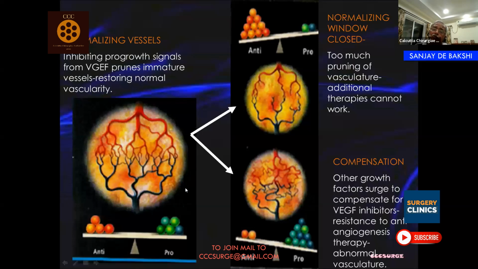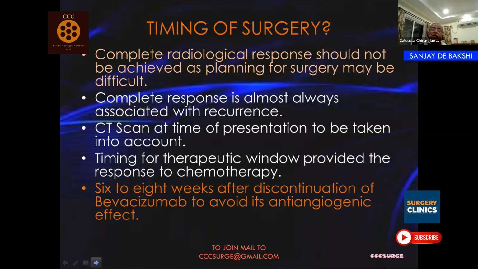But if you keep on using it, there is too much pruning so that additional therapies cannot work, or you have a compensation. Other growth factors surge to compensate for your vascular endothelial growth factor inhibitors, so you had abnormal vessels that grew. So this is why the timing of surgery matters. Complete radiological response should not be achieved, as planning for surgery may be difficult. Complete response is almost always associated with recurrence. That was the reason you do not wait for complete resolution.